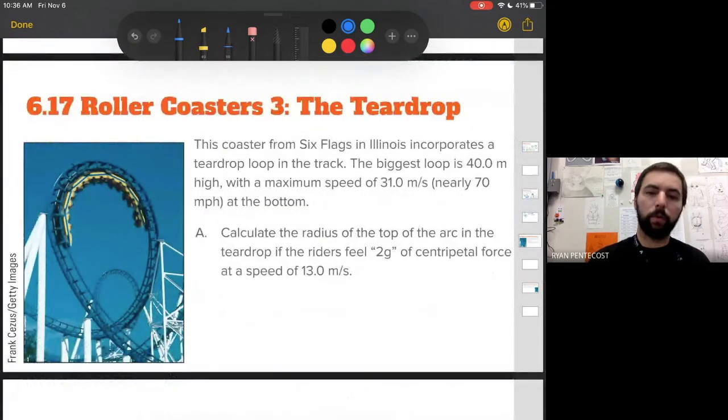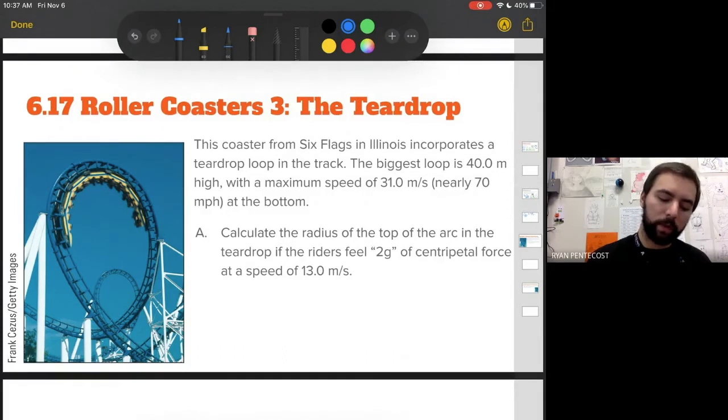All right, roller coasters 3. Now we're going to talk about the teardrop. Okay, so the teardrop, we've got this coaster in Six Flags in Illinois that incorporates a teardrop loop in the track. This is also called a clothoid loop, if you want to look up what a clothoid loop is. The biggest loop is 40 meters high with a maximum speed of 31 meters per second, nearly 70 miles per hour at the bottom as you're coming out of it, I believe. Now calculate the radius of the top of the arc in the teardrop if the riders feel 2G, quote unquote, 2G of centripetal force at a speed of 13 meters per second.